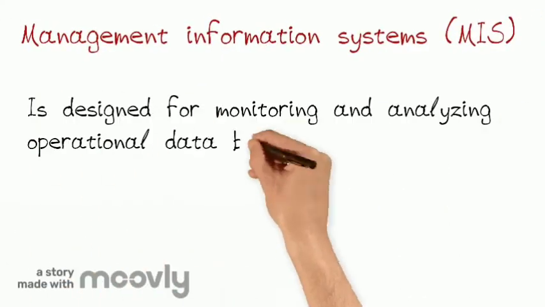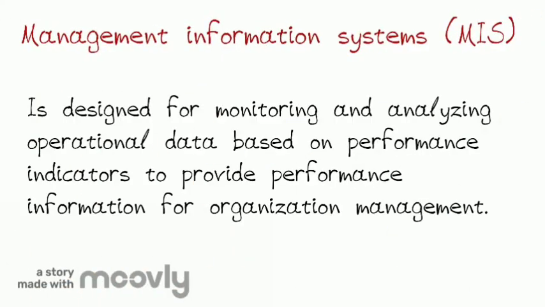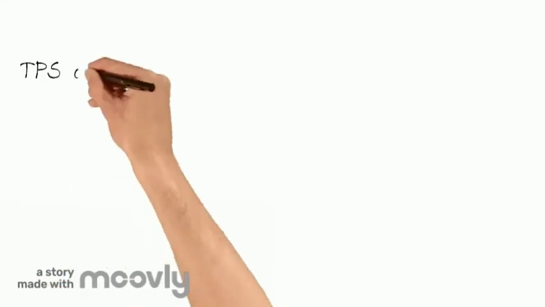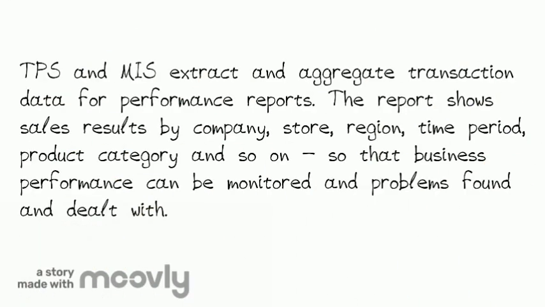Management Information Systems, MIS, is designed for monitoring and analyzing operational data based on performance indicators to provide performance information for organization management. TPS and MIS extract and aggregate transaction data for performance reports. The report shows sales results by company, store, region, time period, product category, and so on, so that business performance can be monitored and problems found and dealt with.